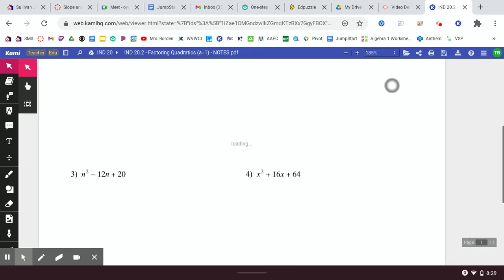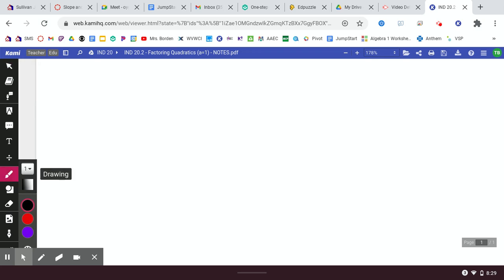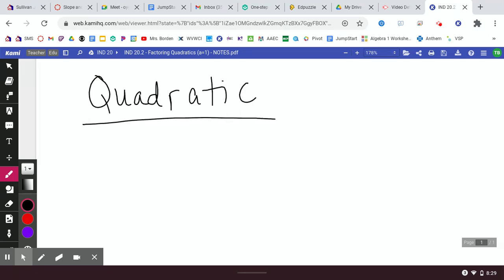So a couple of just basic things first. Let me give myself a blank screen here. So the first thing is, what is a quadratic expression or a quadratic equation? Okay, so helps if I turn that on. So it's ax squared plus bx plus c.